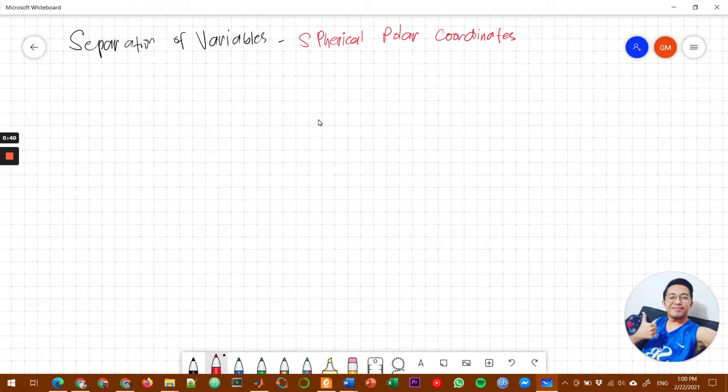So, for spherical coordinates, we will assume that, which is reasonable, that it has azimuthal symmetry. Okay, so why does it have azimuthal symmetry?